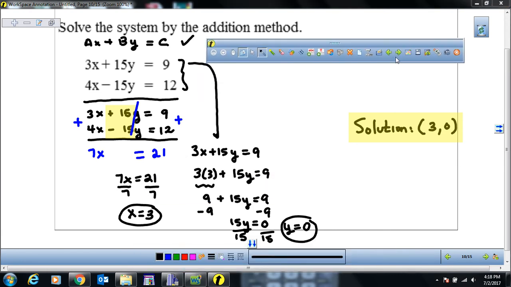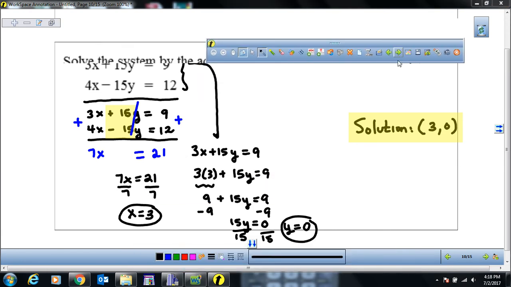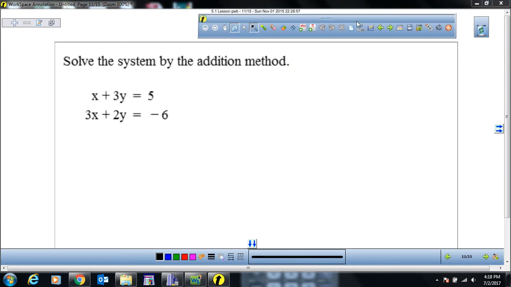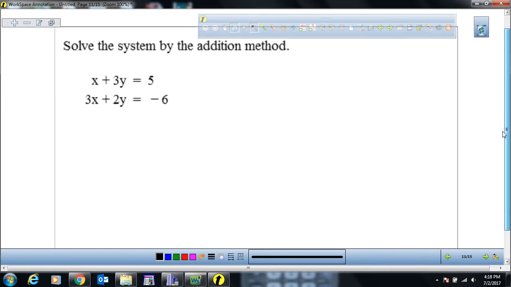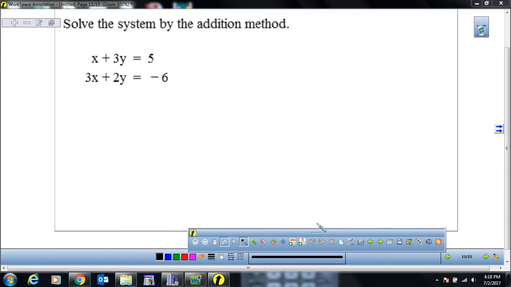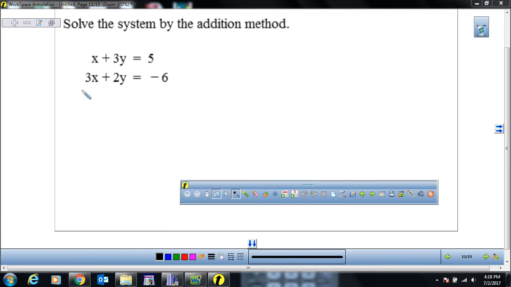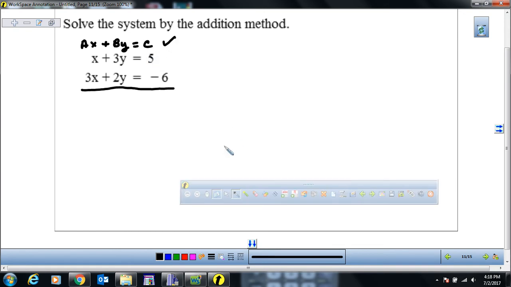Now, next system. Now we're going to solve this system by the addition method. x plus 3y equals 5, 3x plus 2y equals negative 6. In this particular case, first of all, we need to make sure that they're both written in the form ax plus by equals c, which in this case both of them are. So we're going to go directly to the second step in the process.